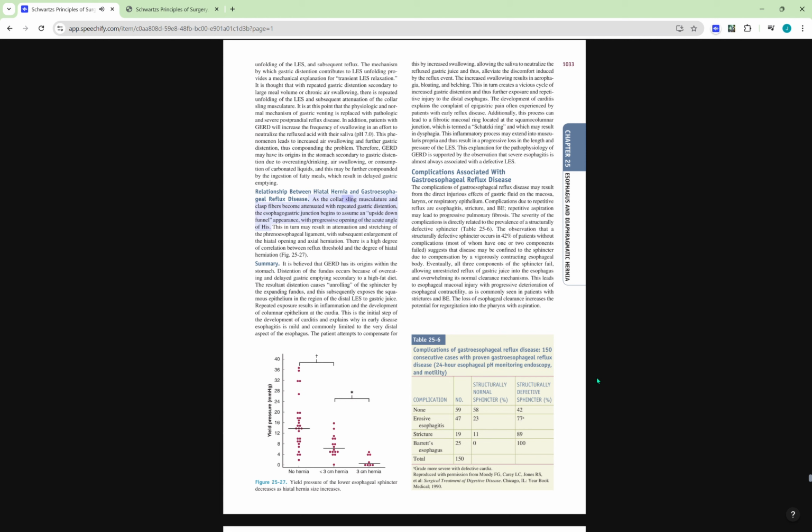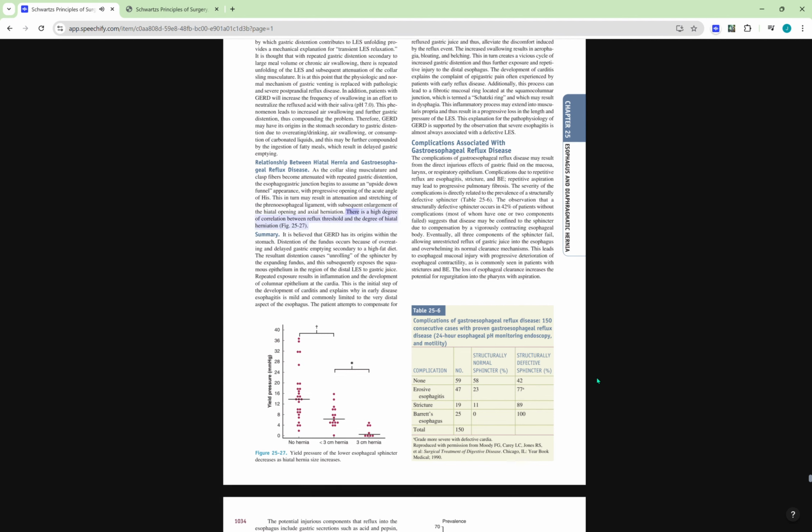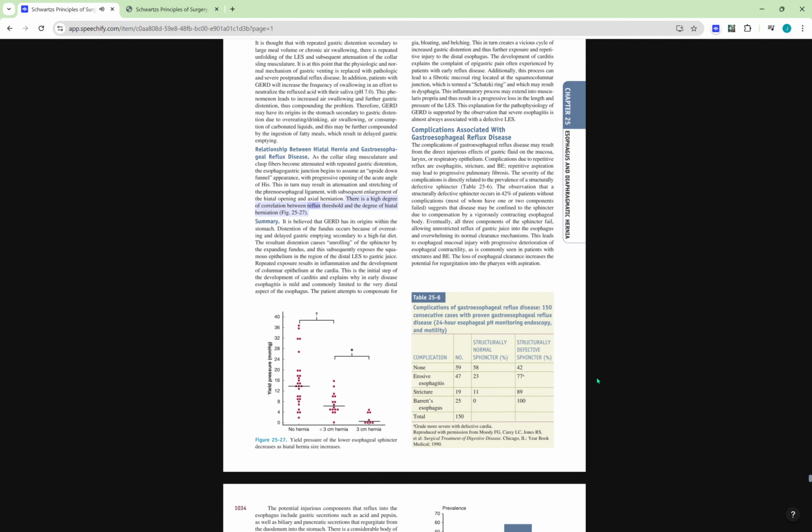As the collar sling musculature and clasp fibers become attenuated with repeated gastric distension, the esophagogastric junction begins to assume an upside-down funnel appearance with progressive opening of the acute angle of His. This in turn may result in attenuation and stretching of the phrenoesophageal ligament, with subsequent enlargement of the hiatal opening and axial herniation. There is a high degree of correlation between reflux threshold and the degree of hiatal herniation.